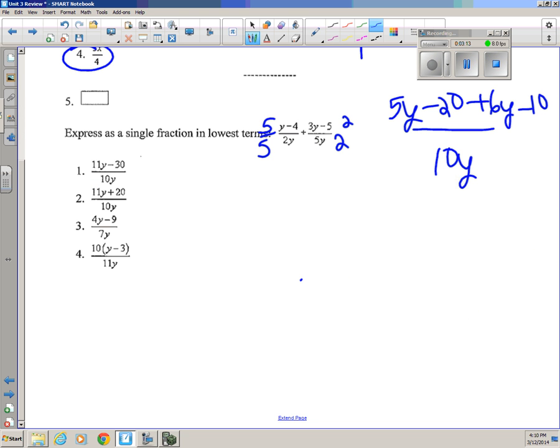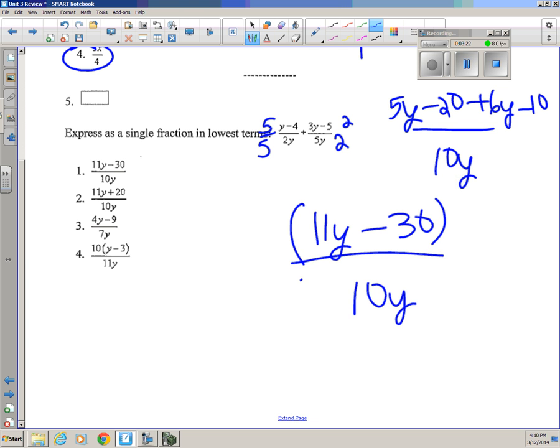Bring this up a little bit. So 5y plus 6y is 11y. Negative 20, negative 10 is negative 30. Put that in parentheses, all over 10y. I cannot factor anything in that numerator. It's 11y minus 30 over 10y, and that's choice 1.